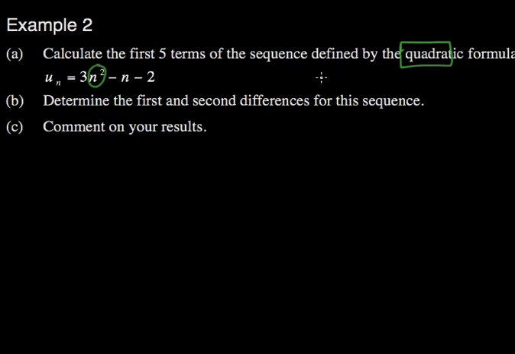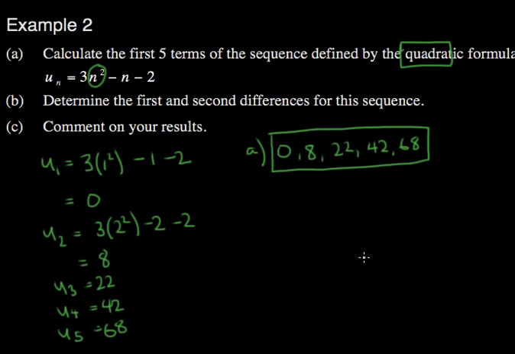So to work out the first 5 of this sequence, u1, you're replacing the n with a 1, so it's 3 lots of 1 squared minus 1 minus 2. I'll write it underneath, put the equals in a line. So 3 minus 3 is 0. Okay, I have just given you the answers here because we've done this in the previous example. But our answers are for the first 5 terms written in this box.